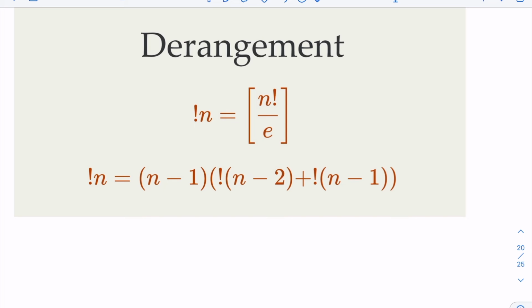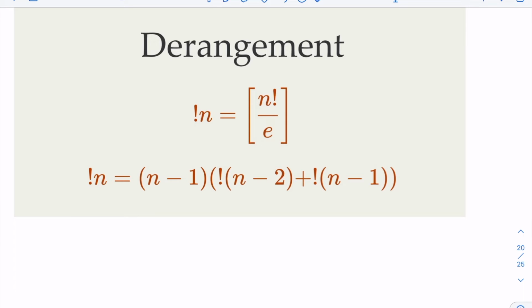We look at the derangement problem. So what is that? That is a permutation of n elements where no element is at the original position. In other words, a permutation that has no fixed points.